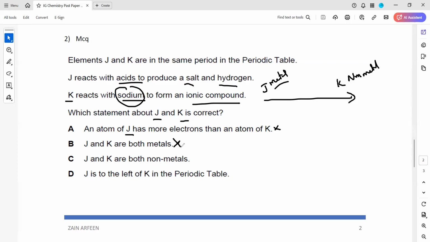That is not the right statement. J and K are both non-metals. That is also not the right statement. J is on the left of the K. This is the right statement. So that's why D will be the right answer.